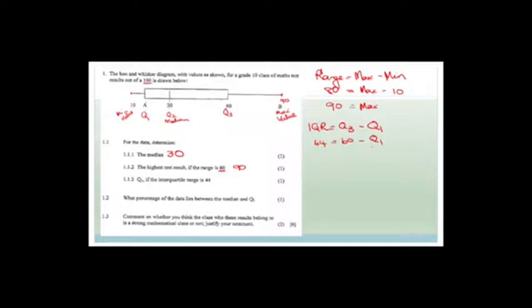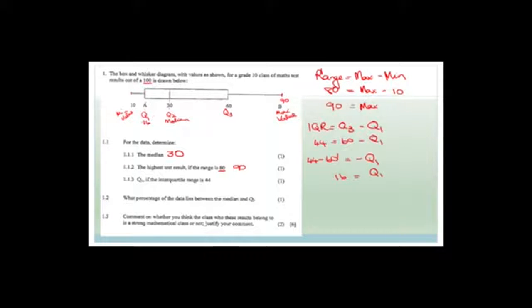So to solve for Q1, what we could do is take the numbers all to the other side. So we've got 44 minus 60 is equal to minus Q1. Therefore, Q1 is equal to 16. So therefore, this is 16. There you go, not too bad, hey?